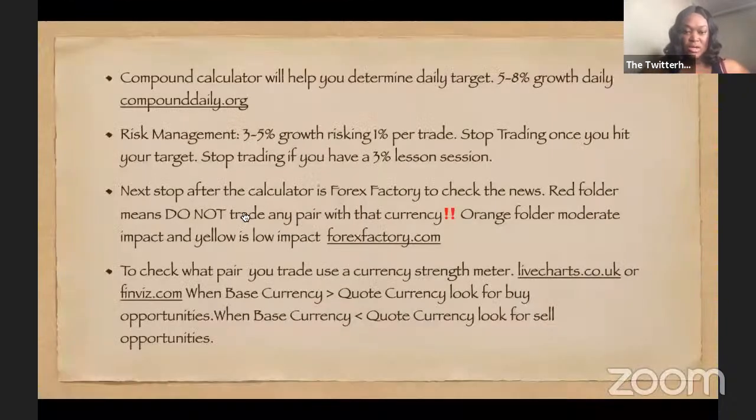All right. So now that after you've looked and you've decided what you're not going to trade, we need to find out what we are going to trade. To do that, I'm going to check currency strengths. And there are two sites that I can use. To check the currency strength, I can go to lifecharts.co.uk or I can go to finviz.com.